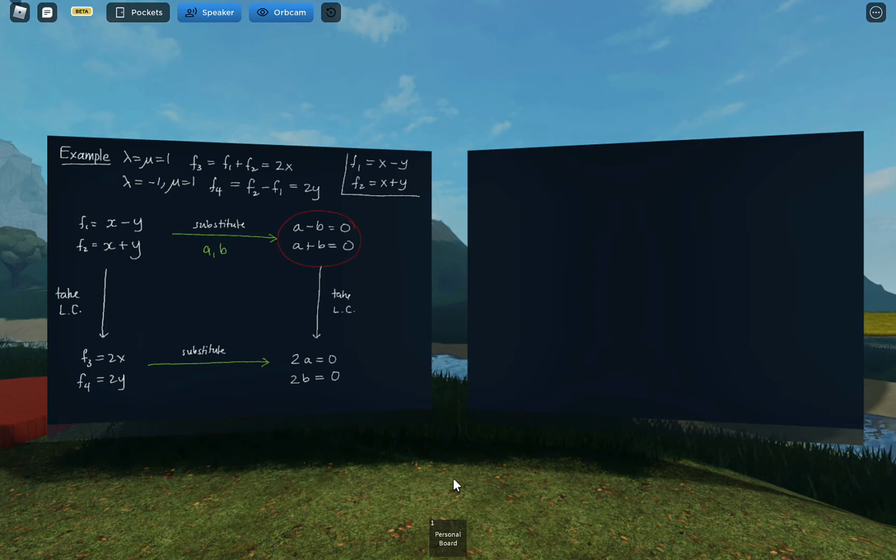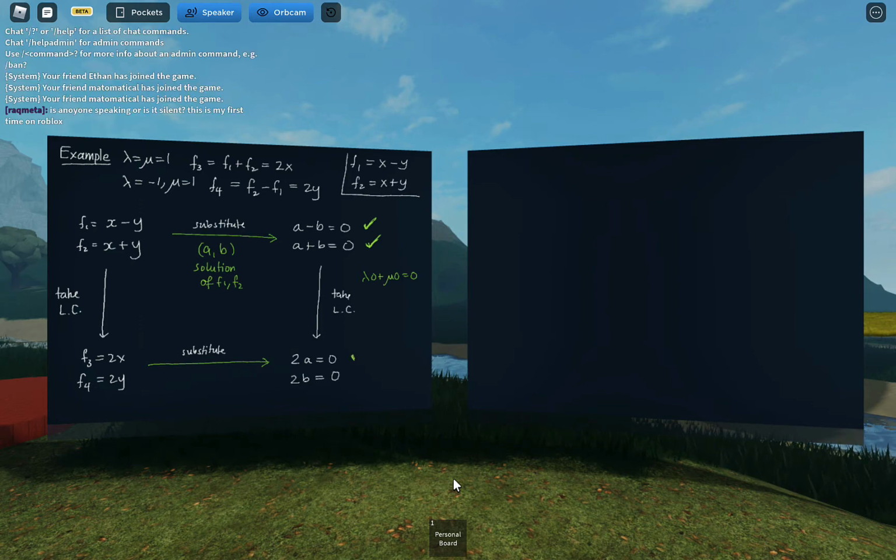So those will be true, right? If a and b are solutions of f1, f2, then these equations will be true. And any linear combination of 0 gives you 0. So whatever linear combinations I'm taking to get f3 and f4, if I apply them to the left-hand side, which is 0, I must get 0. So the resulting equations will still be 0. So these things, whatever they are, in this case 2a and 2b, will have to be 0.